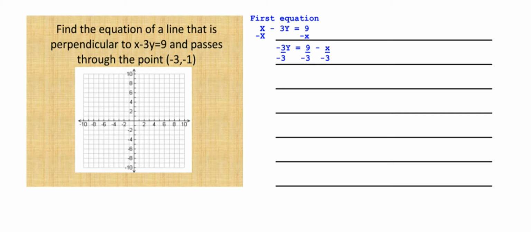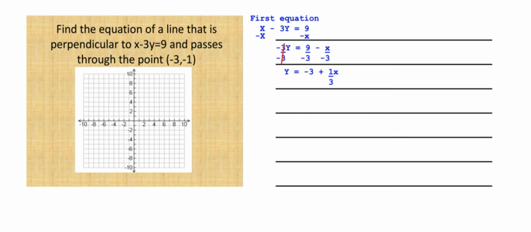But now we have to get rid of the -3 from the y. Since it's multiplying with the y, we're going to divide. So divide by -3 on each term. Notice what we do to one side, we must do to the other side of the equal sign, but it's preferable to do it individually to each term. So in other words, to the 9 and the -x as well.